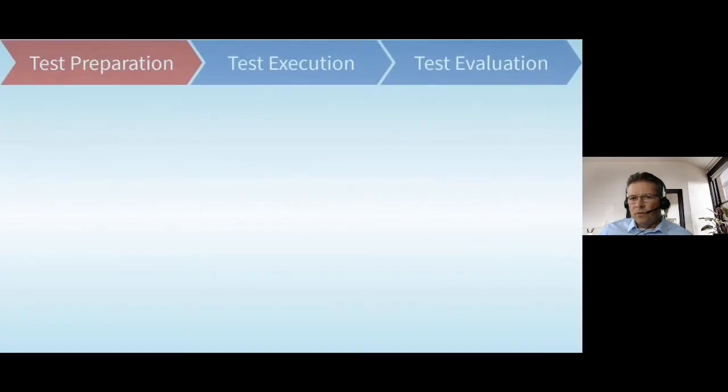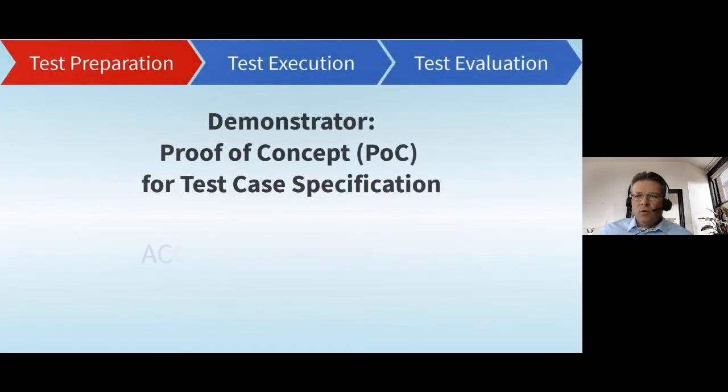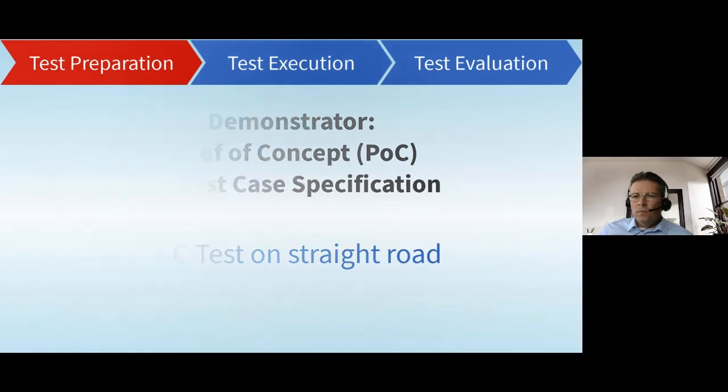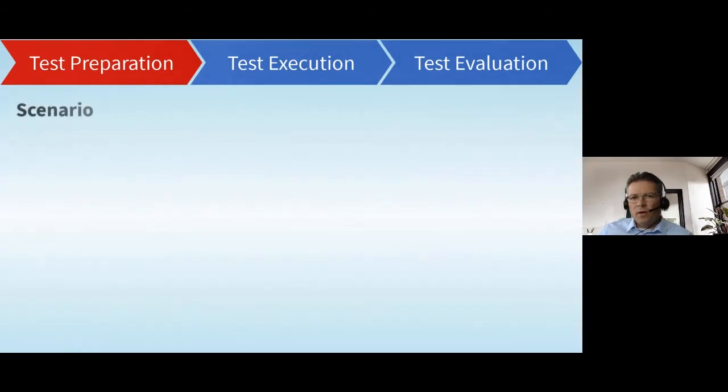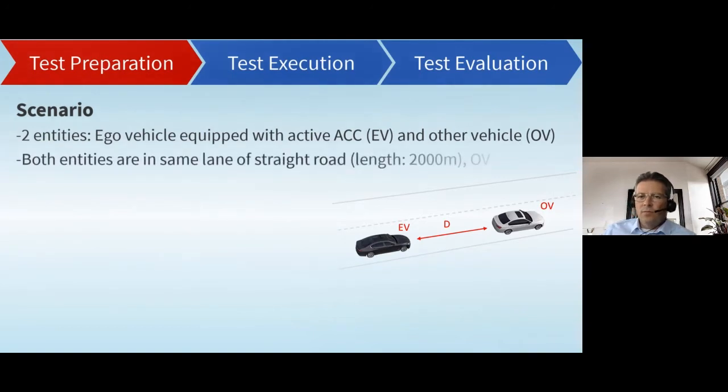Markus? Yes, so I'm going to present the implementation of the proof of concept for this tool, independent test case specification. In this demo, we are testing a simple ACC scenario on a straight road. The demo is split into three parts: test preparation, test execution, and test evaluation, as indicated at the top. Starting point are the requirements which we then use to derive a simple test.